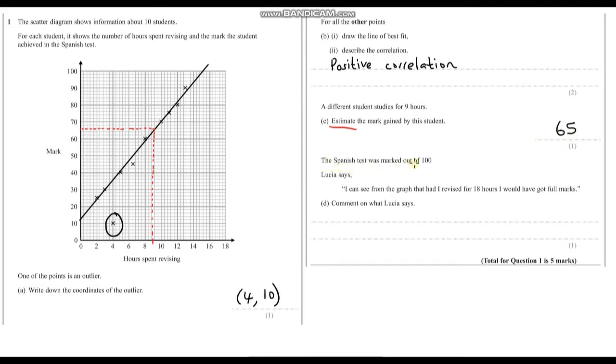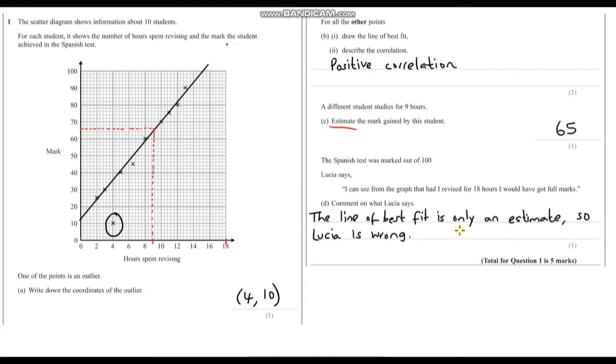Now it says the Spanish test was marked out of 100, and Lucia says, I can see from the graph that had I revised for 18 hours, I would have got full marks. Comment on what Lucia says. Well, the most important point here is that this is only an estimate. So this line of best fit that I've drawn in is only an estimate to predict approximately what mark someone would get. And if we went up from 18 to our line, we can see that it would touch the line approximately up here, which is greater than 100, which is impossible. You cannot get a mark greater than 100 if it is out of 100.